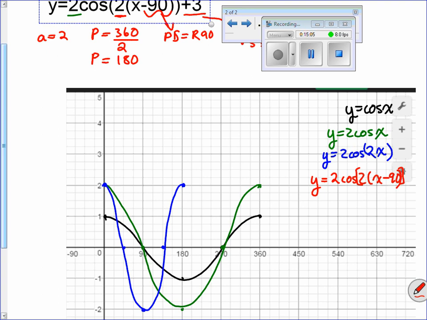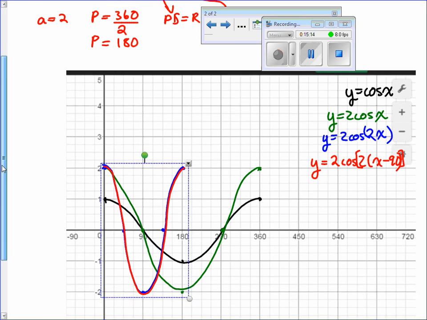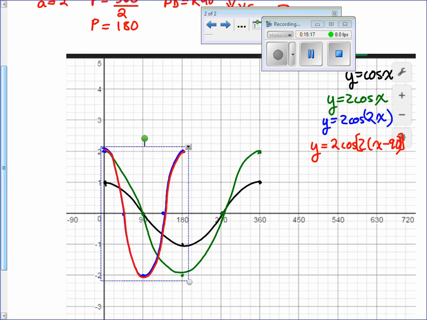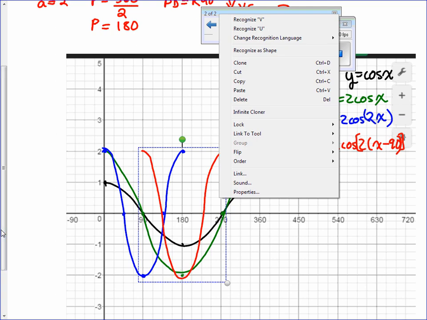So what we're going to do is take a moment and move that graph 90 degrees to the right. And shifting this graph right 90 is going to look something similar to this. We actually just move it over. I guess I have to undo that. Undo. And now we're going to take our red graph and move it to the right 90 degrees. So all we've done is shift all the points over to the right 90.